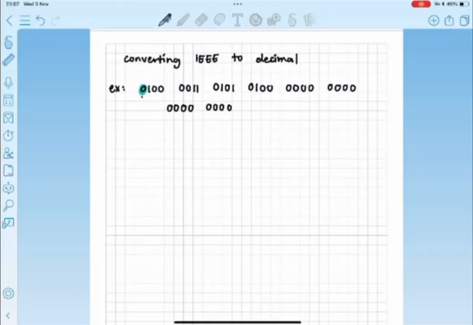Bismillahirrahmanirrahim, and hi, I am here to explain how to convert IEEE 754 32-bit floating point notation to its decimal equivalent. So, this is the example that I'm going to consider. This is the 32-bit floating point notation in IEEE 754 format, and let's convert this to its decimal equivalent.